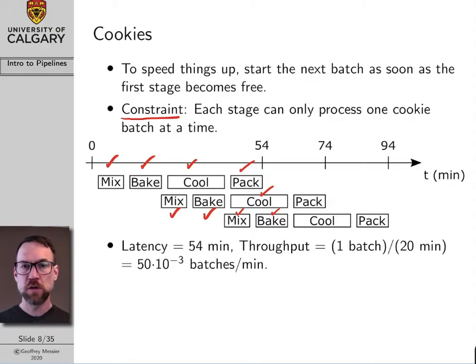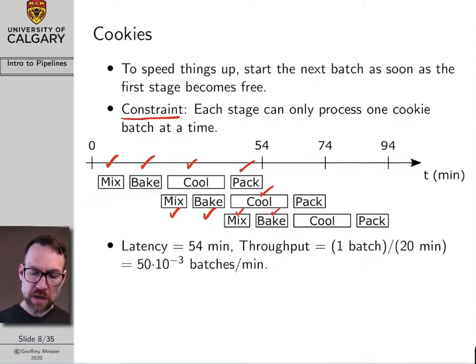Pipelining is all about using one stage while another stage is busy. But remember, there are not three parallel cookie operations going on here. We still only have one of each stage. We've just got three batches going through our single pipeline at the same time. And you'll see what I mean as we continue with this discussion. But anyways, this diagram shows how tightly we can pack our operations.